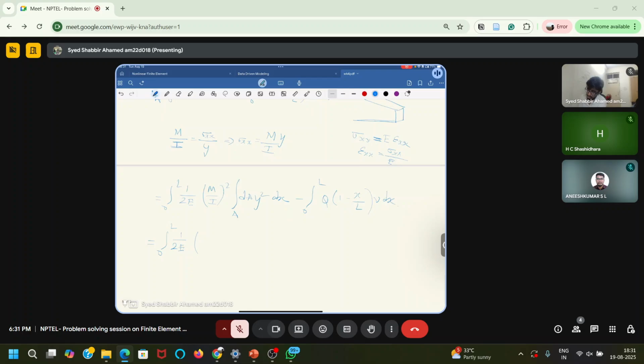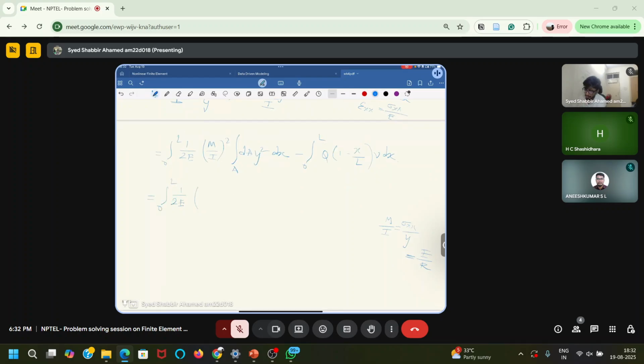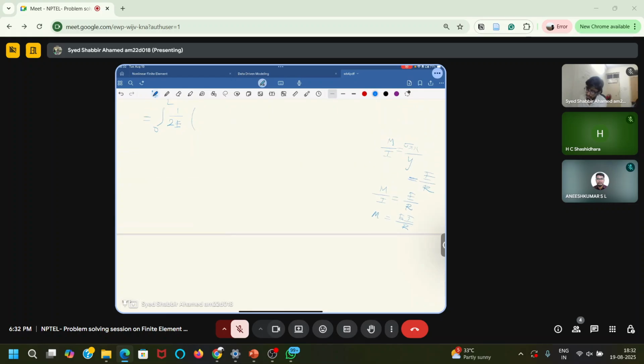And we also know this relation, right? M by I is equal to sigma xx by y, which is equal to E by R. So now I can take this M by EI equal to 1 by R relation and substitute M with EI by R. R is nothing but, we can write, 1 by R is equal to dou square y by dou x square. So dou square y by dou x square is called the curvature of the beam.